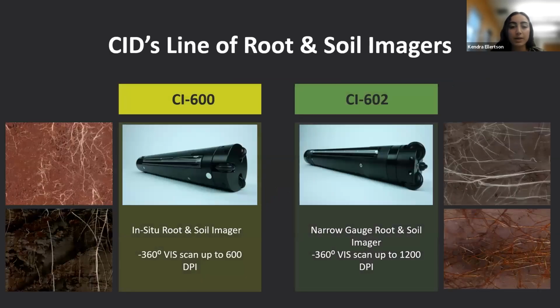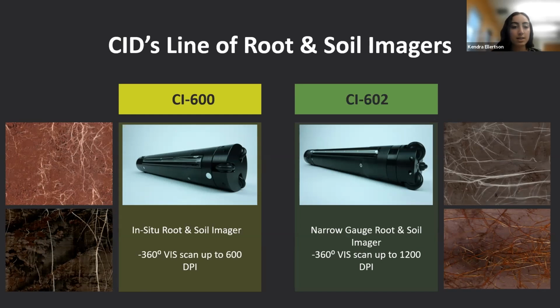So at CID Bio-Science, we currently have a line of root and soil imagers. We first have our CI600, which is our in situ root and soil imager. This device is supposed to be in ground. So we have clear plastic tubes that get installed below ground or in a planter or pot in your laboratory, and then this device slides right into that clear acrylic tube.